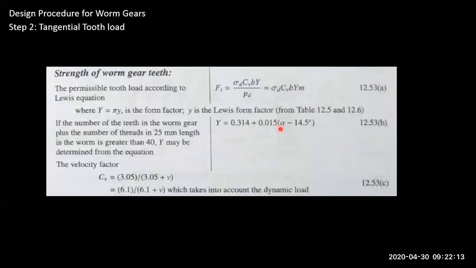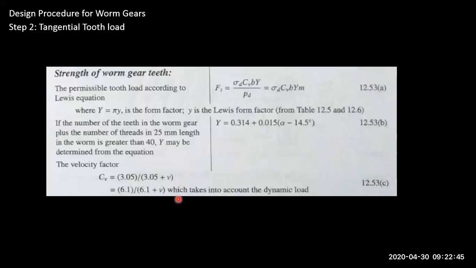So what is angle alpha? It is the form angle, either 14.5 or 20 degrees, that we have already seen in the previous cases. The worm wheel is synonymous to spur, therefore you'll have a 14.5 degree or 20 degree angle. So that's step 2. And Cv, the velocity factor, is also given just below the main formula, 12.53 for worm gear. So everything is one below the other.